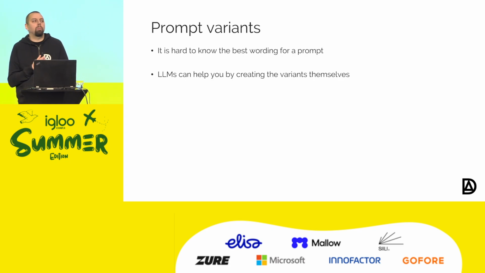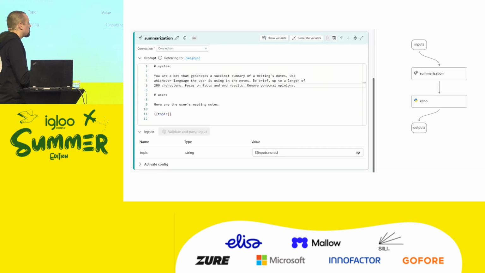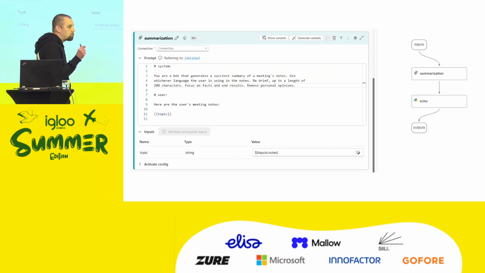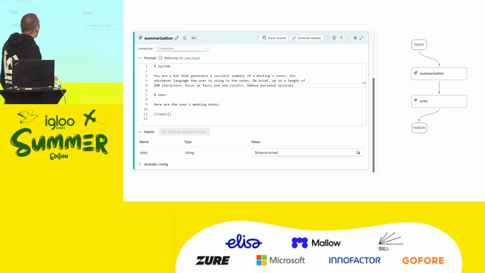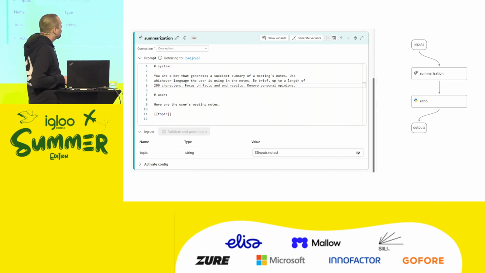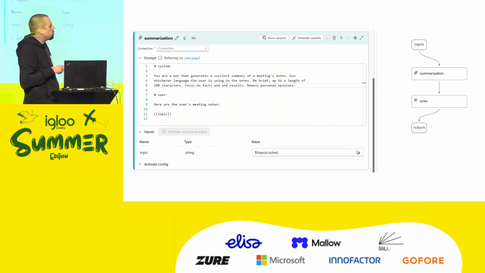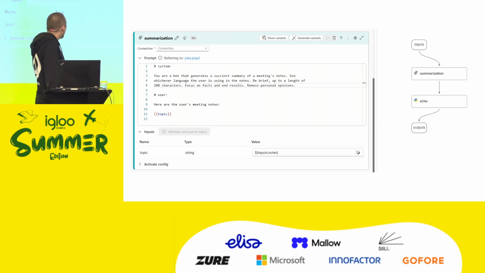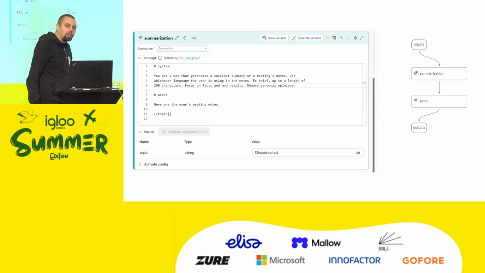LLMs can help you in the process because they can create the variants themselves. And that is something that has been integrated into prompt flow. So take this other flow that is very simple. It does a summarization of users' meeting notes. So I have configured an input that only contains a single text block of meeting notes. Then I have this LLM prompt. You are a bot that generates a succinct summary of a meeting's notes. Use whichever language the user is using in the notes. Be brief, up to a length of 200 characters. Focus on facts and end results and remove personal opinions.